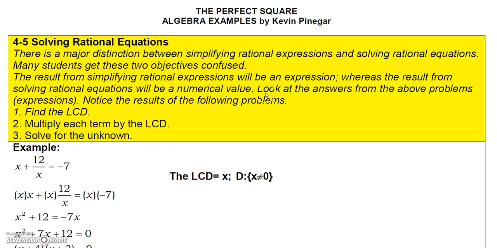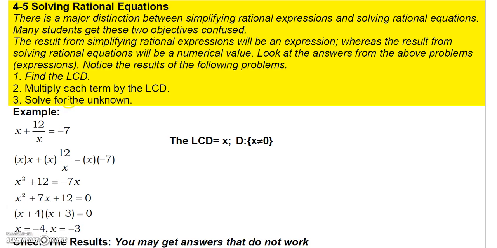So, make sure you look at the answers from the previous problems, the expressions we did earlier, and then notice what we get when we solve these rational equations. Okay, so to solve rational equations, you're going to need to find the lowest common denominator. Now here we're going to multiply each term by the lowest common denominator.